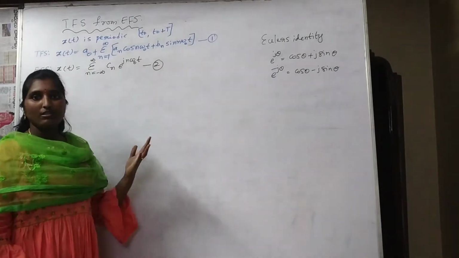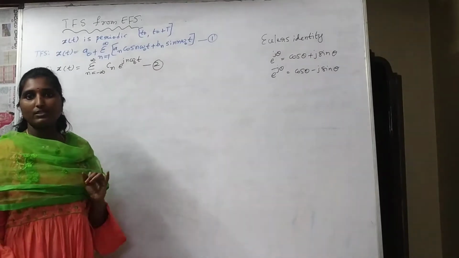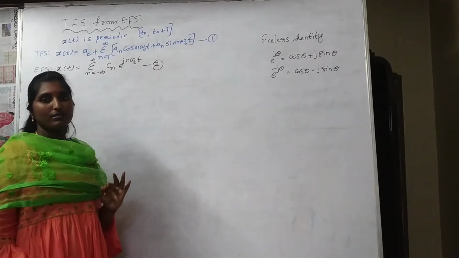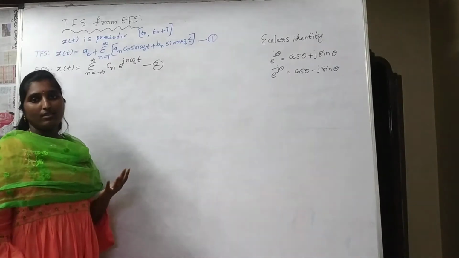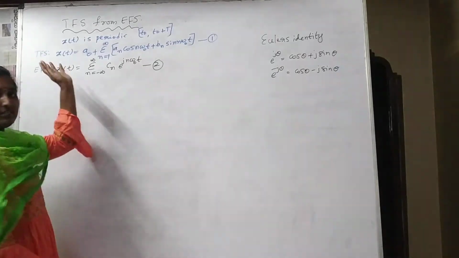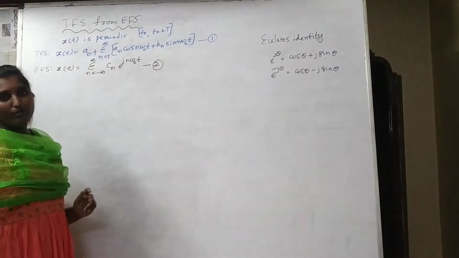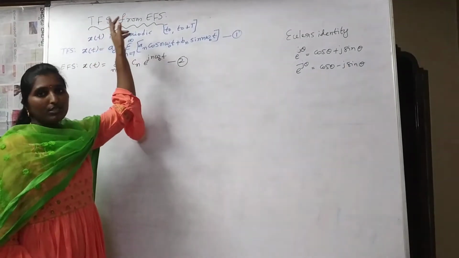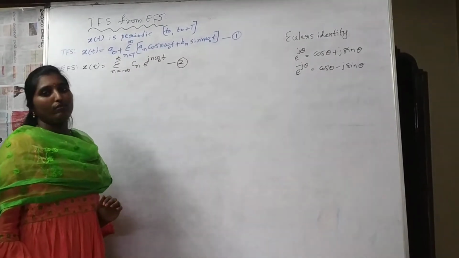So far we have seen all three kinds of Fourier series representation: trigonometric Fourier series representation, cosine Fourier series representation, and exponential Fourier series representation. Let's find some relation among the three representations, one in terms of another. Let's get the trigonometric Fourier series from the exponential Fourier series. I want to represent the trigonometric Fourier series coefficients in terms of the exponential Fourier series coefficients.